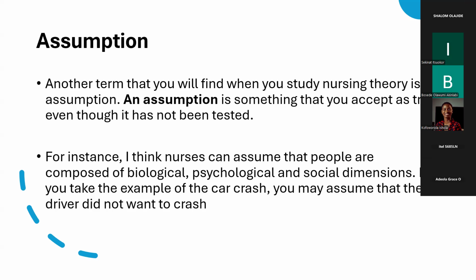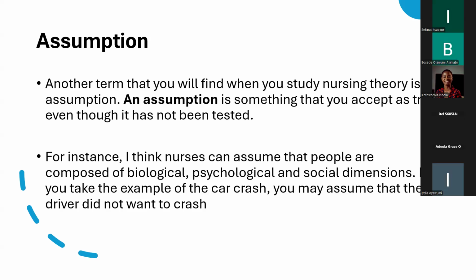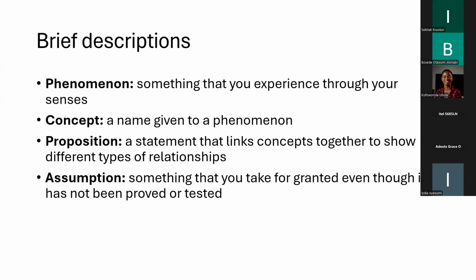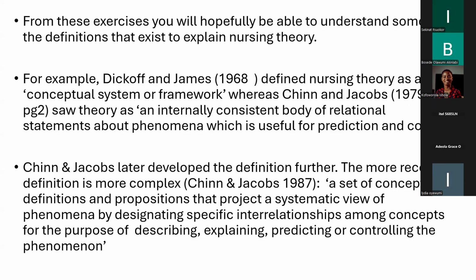Now, research may tell you that, okay, even though it's assumed that patients who have unstable gait can fall, but then based on this research, there was no relationship between unstable gait and fall. So it remains an assumption, but not a tested relationship. So these are the basic components of a theory. The phenomenon, you start with the phenomenon, then concept, proposition, and assumption.